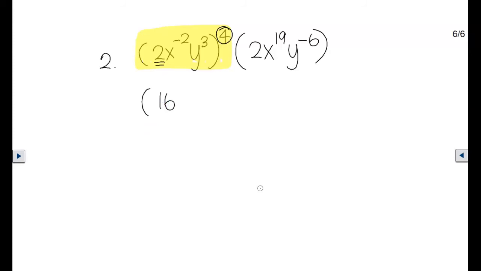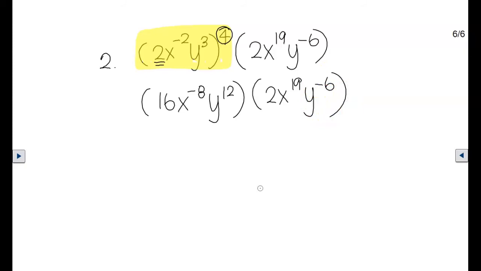And then the power to a power rule tells me that I multiply exponents. So I'm going to have to do that for x and for y. So for x, I'll do negative 2 times 4, which is negative 8. And then for y, I'll do 3 times 4, which is 12. So I raised my coefficient to the power, and then I used that power to a power rule to multiply my exponents. And I'll just transfer this down now.